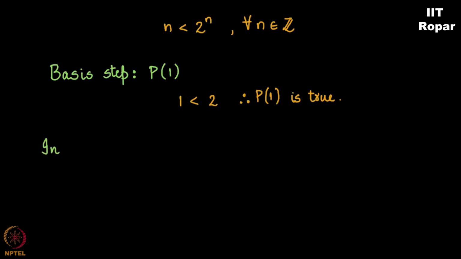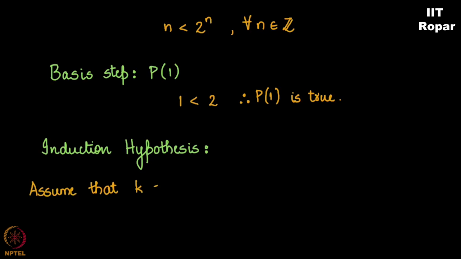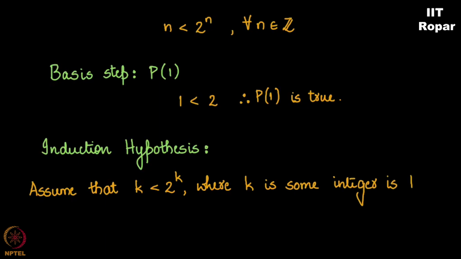Let us move on to the induction hypothesis. What does it say? I'll assume that k is less than 2 power k, where k is some integer, is true. I assume that this inequality is true for some integer k. Now, what do I prove? If this happens to be true, that is, if k is less than 2 power k, what do I have to prove? Then k plus 1 is less than 2 power k plus 1. If this happens, then this inequality holds true.